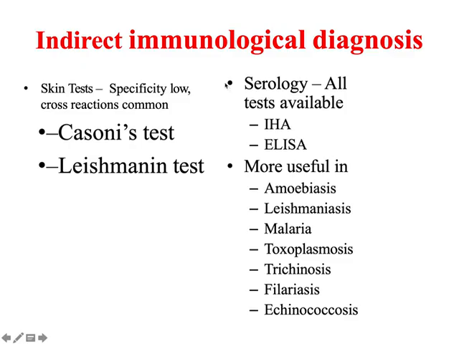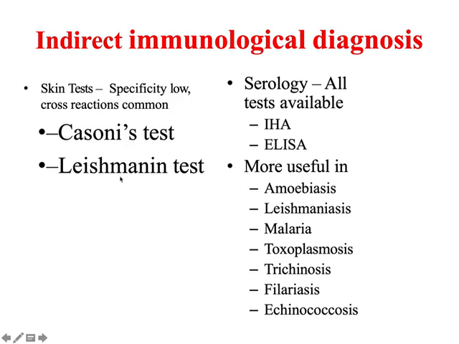So the other method for parasitology, we have indirect immunological diagnosis. Indirect means using some immunological methods. So for example, the skin test, this is for the reactions. This is only for illustrating the procedures, so you don't have to memorize it.